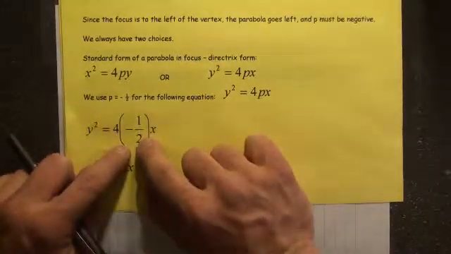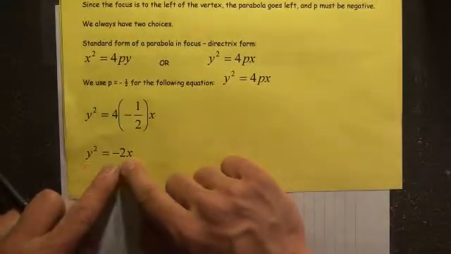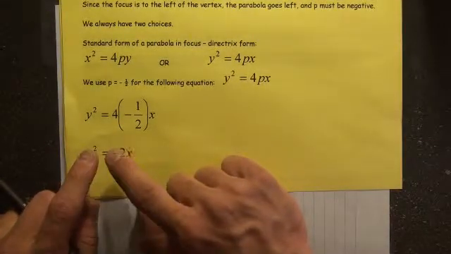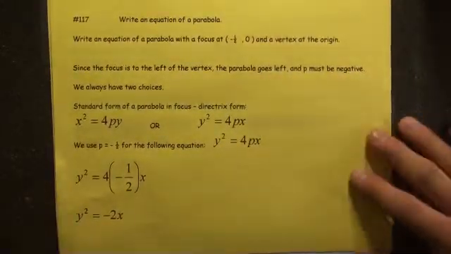P equals -1/2. Plug in -1/2 for P. 4 times -1/2 is -2. Guess what? Y squared equals -2x. This is the equation of that parabola. All right? It has -1/2, 0 as the focus.